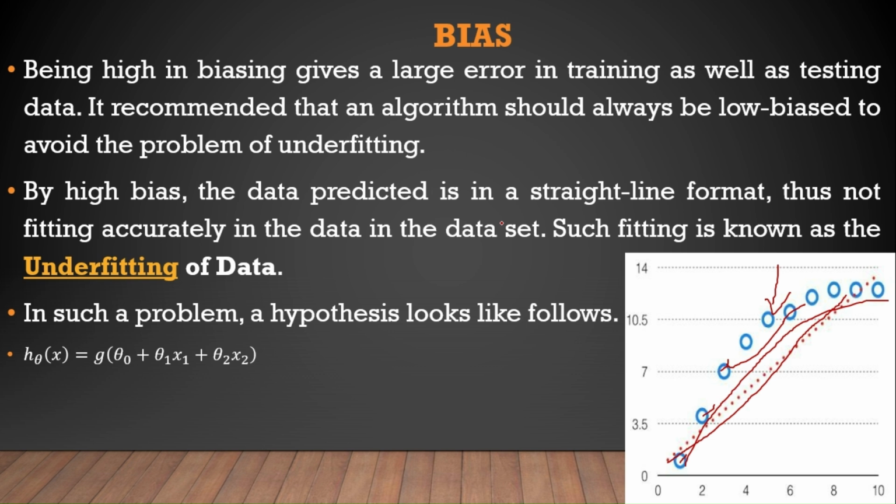With high bias, the data predictions are in a straight line. The model does not fit the datasets accurately. Such a fit is known as underfitting. So this is what we are calling underfitting. In such problems, the hypothesis looks like this. So it will look like this in this format.